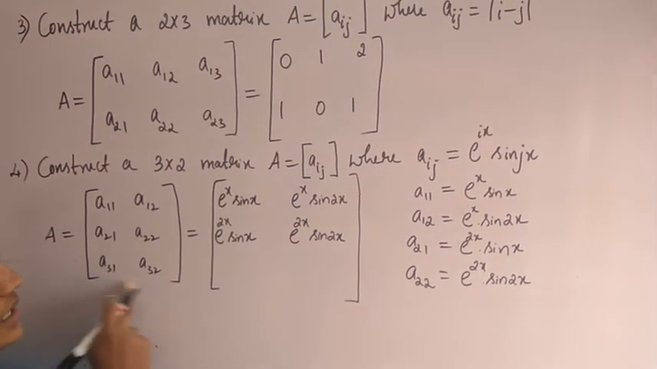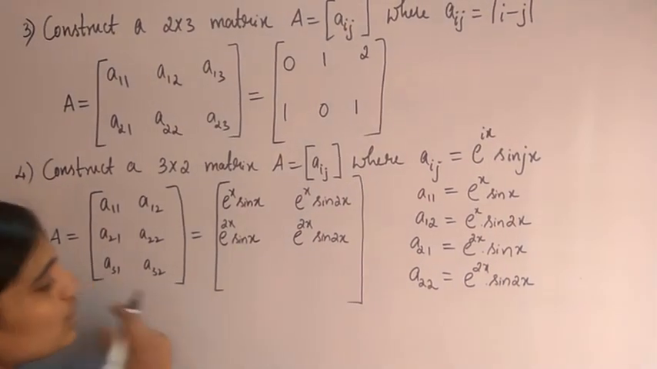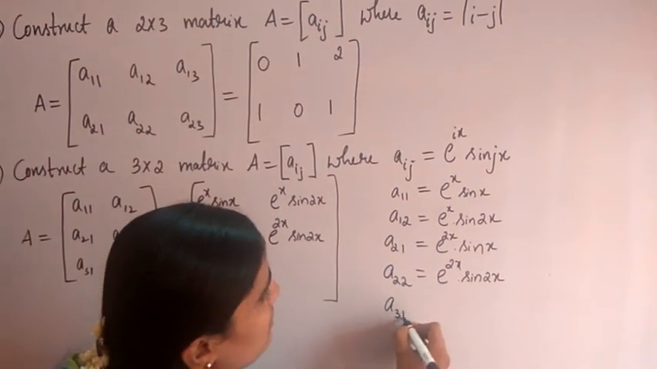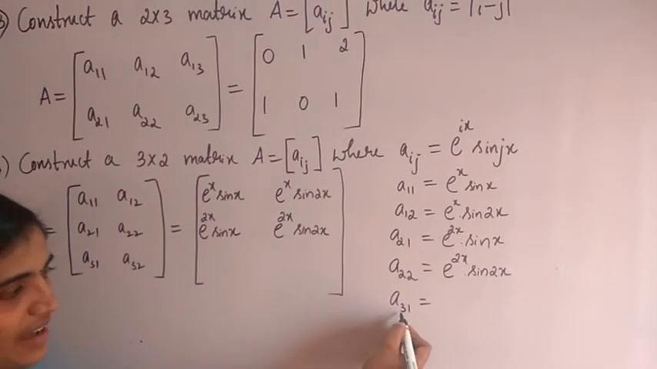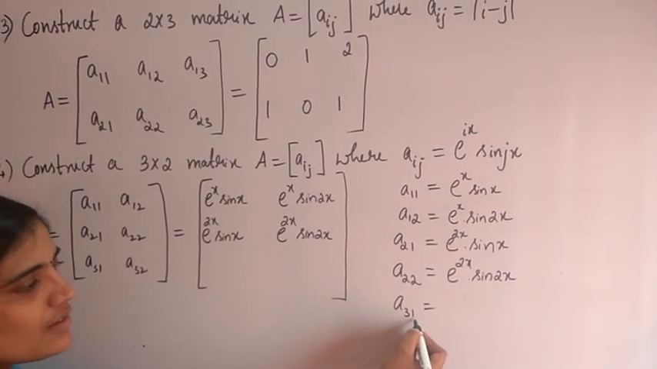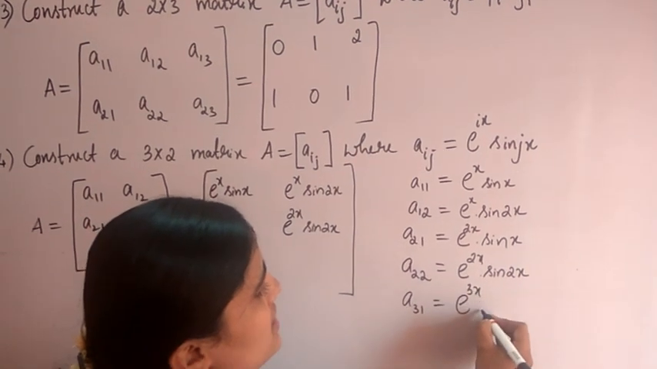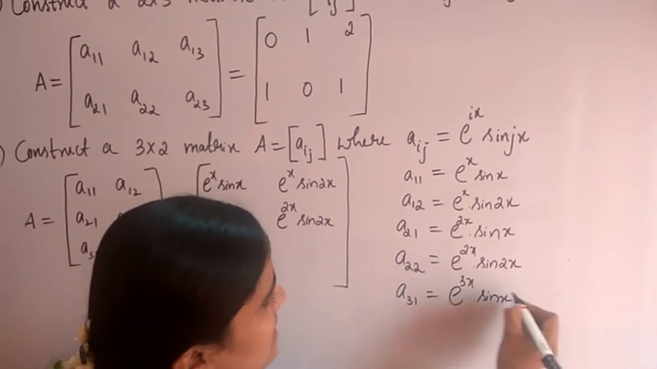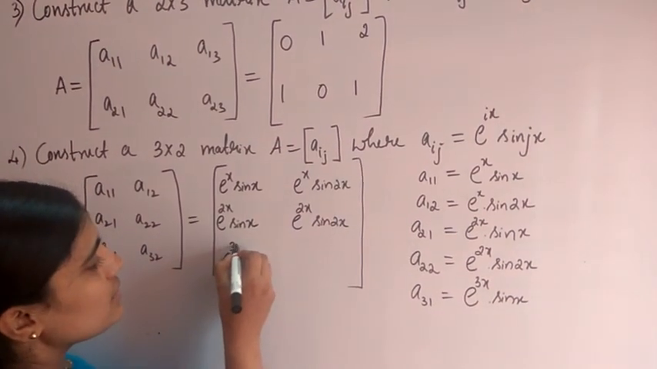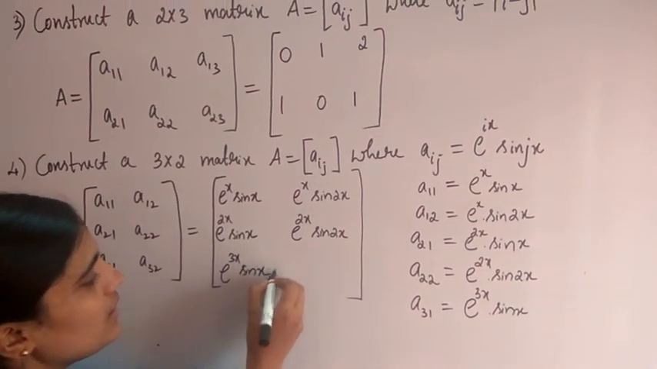So now let us move on to the last row, third row. So third row, first element is A31. So here i value is 3, j value is 1. So the formula becomes e power 3x into sin x. Okay. So e power 3x into sin x.